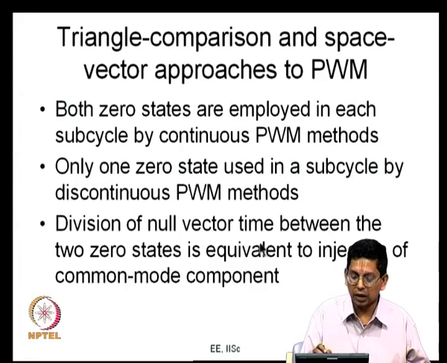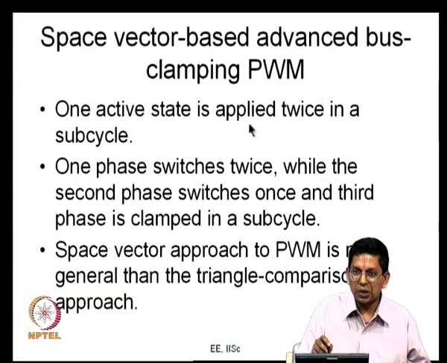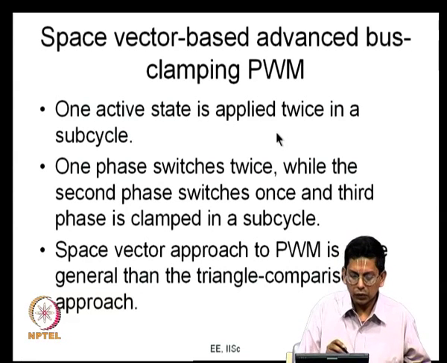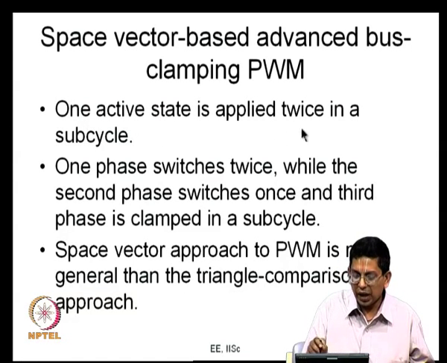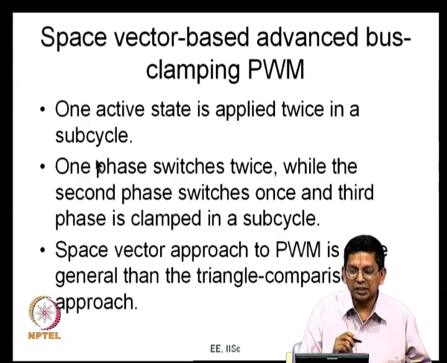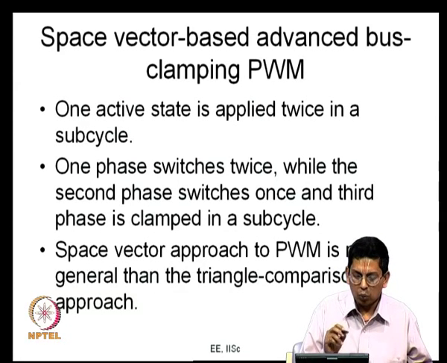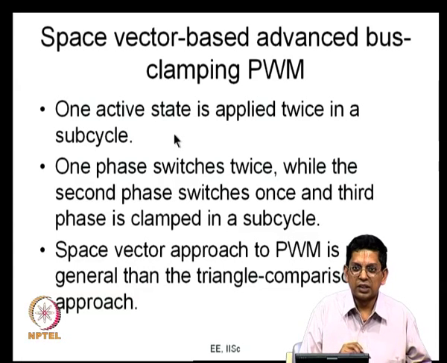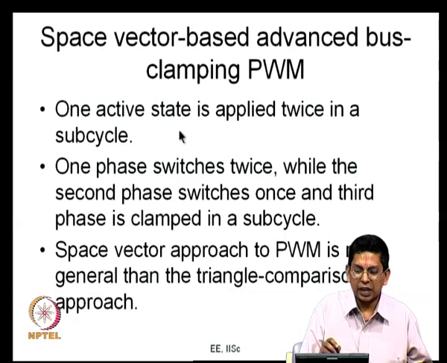This is about triangle comparison and space vector approaches, and now we go down to space vector based advanced bus clamping PWM. Here, one active state is applied twice in a subcycle. That is the important difference. In all the previous cases, you have an active state getting applied only once in a subcycle: active state 1 and then active state 2. Here, you can think of active state 1, 2 and back to active state 1.